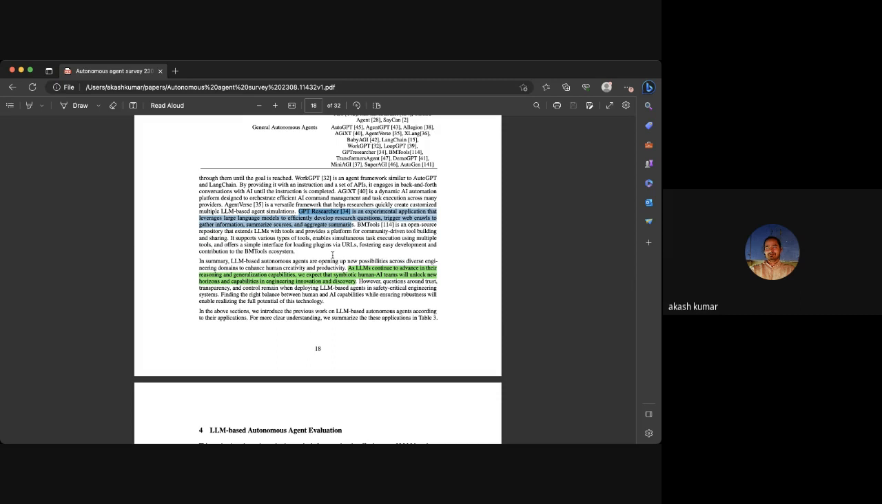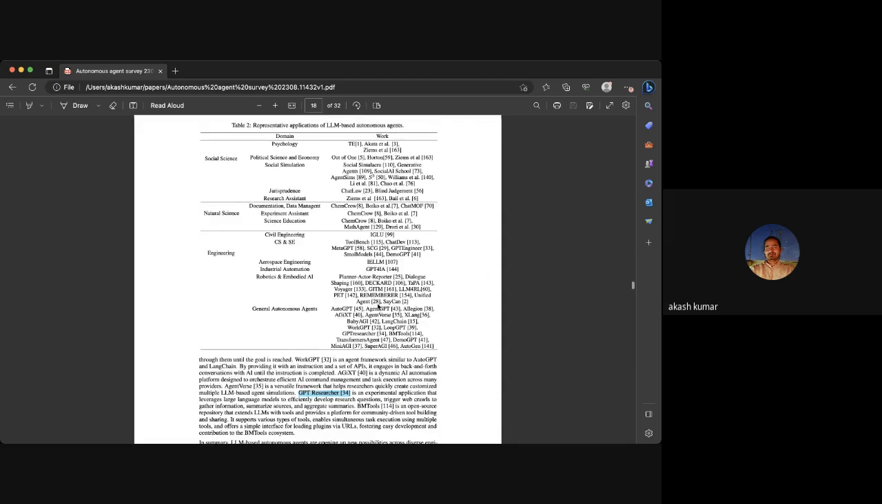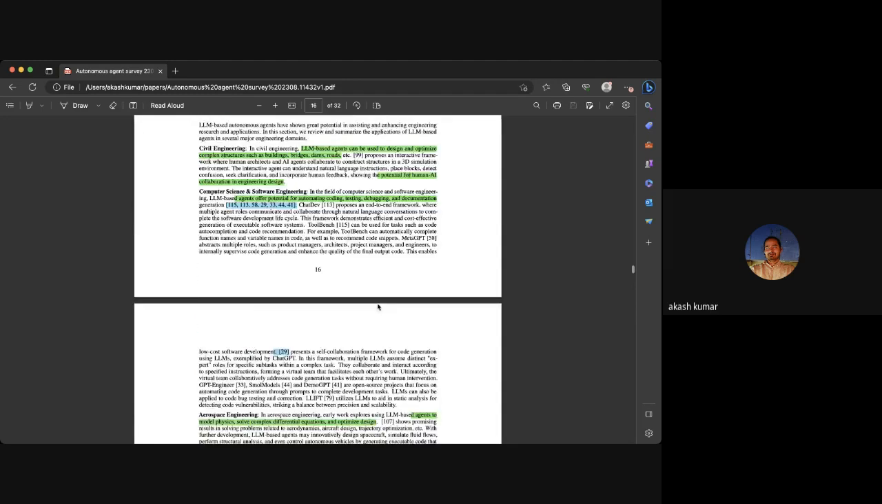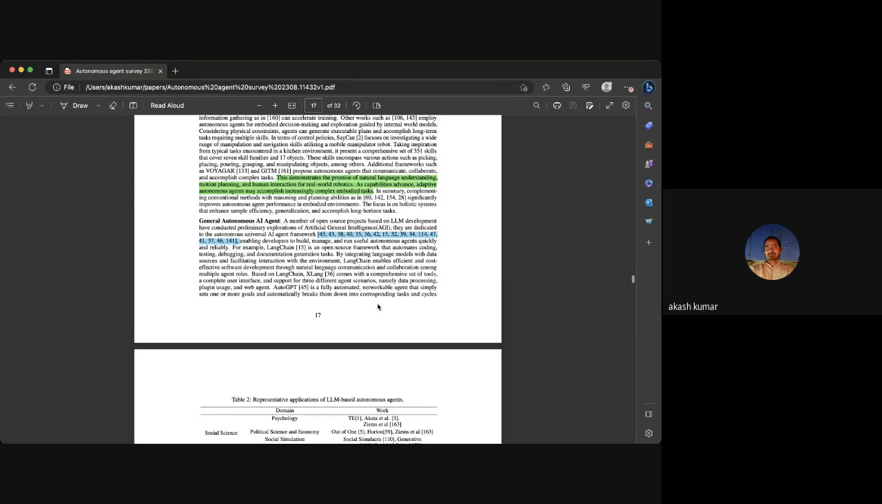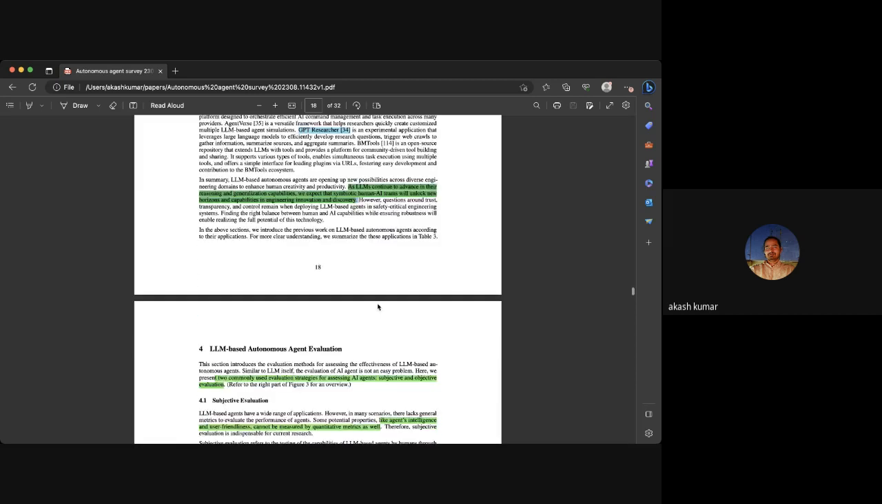So in summary, the authors mention that as these LLMs continue to advance in their reasoning and generalization capabilities, they expect that the symbiotic human AI teams will unlock new horizons and capabilities in engineering, innovation, and discovery. A lot of things that were covered in this section involved symbiotic use, so that the human gives an idea, and the machine helps with it.